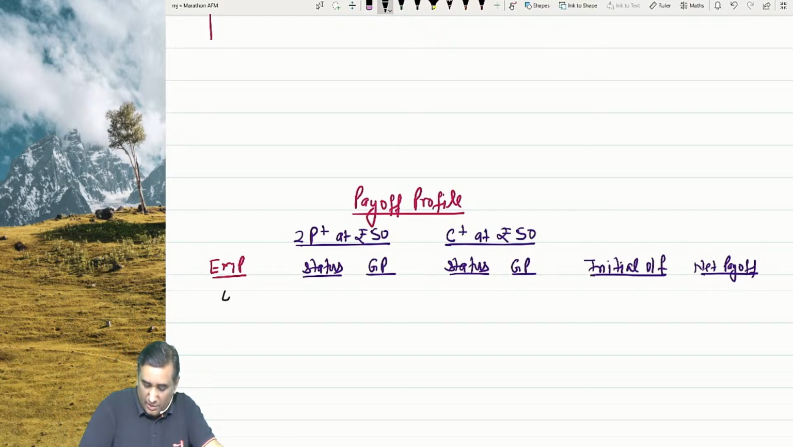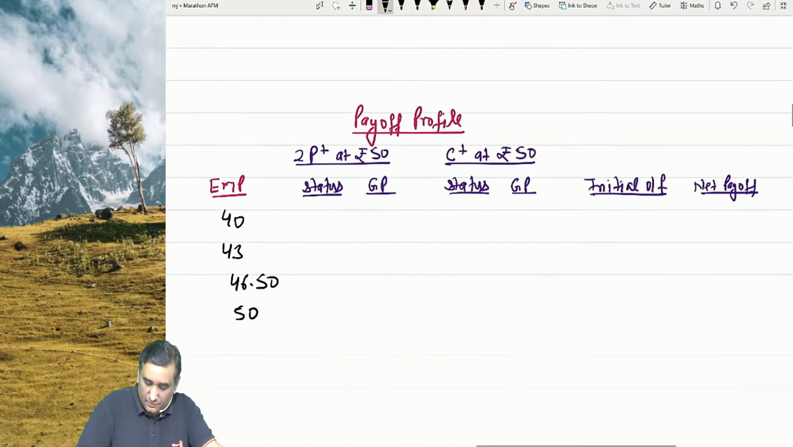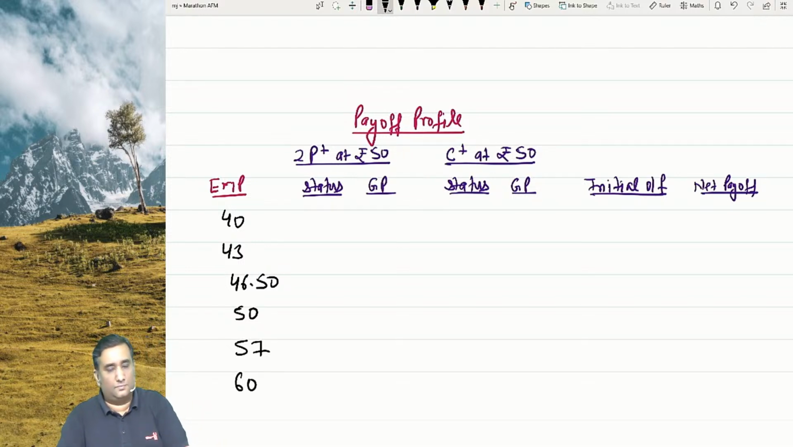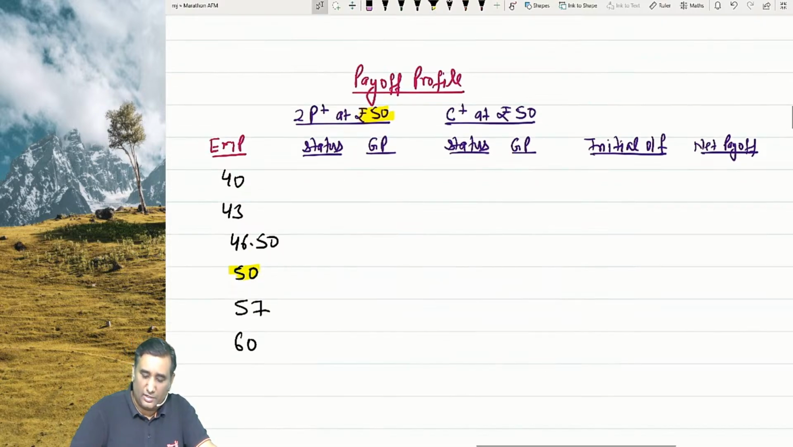Prices I took were 40, 43, 46.5. Then highlight 50, highlight 50 and highlight 50.